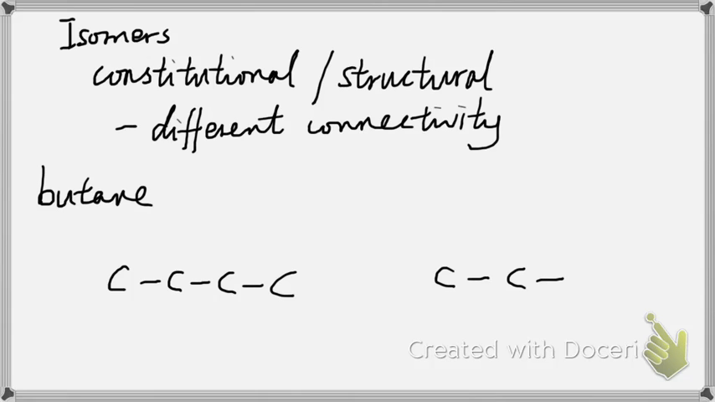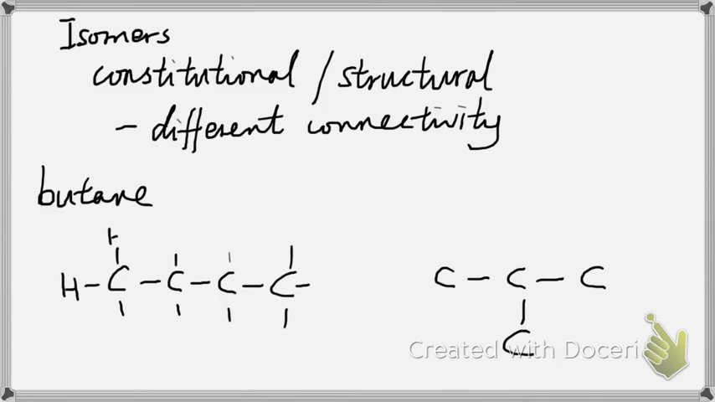So let's first take a look at the molecule butane. Butane has 4 carbons, so I showed you 2 possible connectivity of 4 carbons. First one has 4 carbons in a linear chain, a continuous linear chain. Second one, we have 3 carbons in a continuous linear chain. The 4th carbon is connected to the 2nd carbon as a branch. So these 2 carbon chains are totally different, even though both of them have 4 carbons.